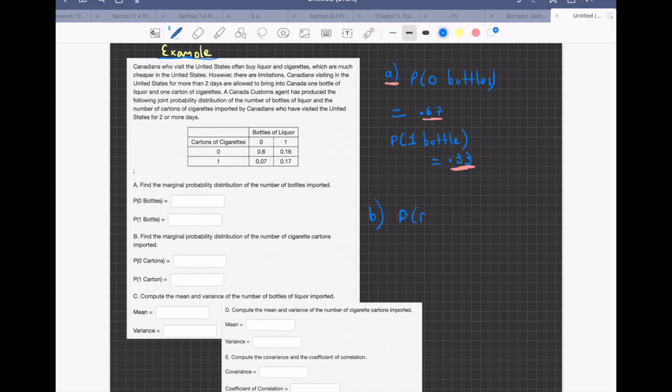So probability of 0 cartons. I'm sorry if I'm not pronouncing this word, carton, well. 0 is equal to, again, add for all the values where cartons of cigarettes is 0. Here, 0.6 plus 0.16 is 0.76. And probability of 1 carton is add for all the values where this variable is equal to 1. 0.07 plus 0.17 is 0.24.